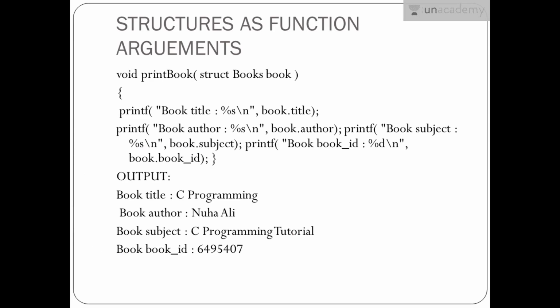And next, structures as function arguments. That is how a structure could be used in a particular function. So you can see void print book, struct books. Instead of passing parameters in a function, in this program we are trying to pass a structure into a function. Don't you guys feel this is very interesting? I really feel it is interesting. Like, how can a structure be passed into a function? See, it is very simple. We are just treating those structures as a parameter itself.